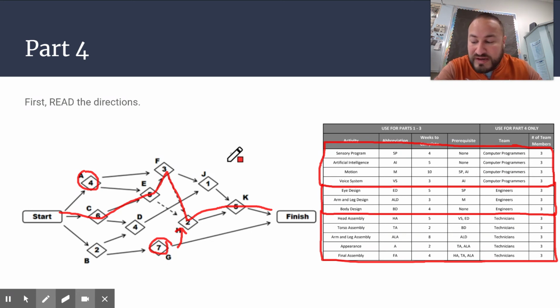Make sure to read those directions. You'll tell me on that part 4, hey, I reassigned one person from activity A to activity C, and that chart is on your page, part 4 there. And then when you're done, create a real quick new PERT chart to show us what the new amount of weeks is. It should be less than what you did before.